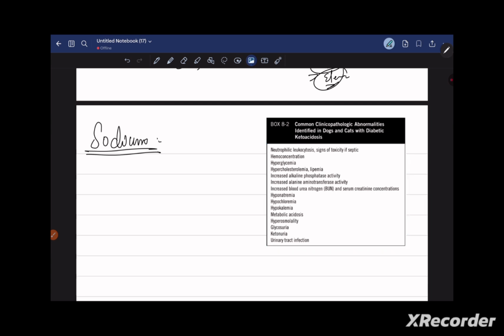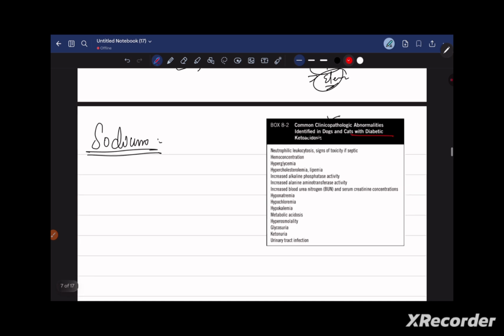This you have to remember. This is from your examination point of view: what are the common clinicopathogenic abnormalities identified in dogs and cats with DKA, diabetic ketoacidosis? First, now we are going to discuss that there is hyponatremia. It is written here that hyponatremia is seen in DKA patients. Let us discuss how hyponatremia occurs.